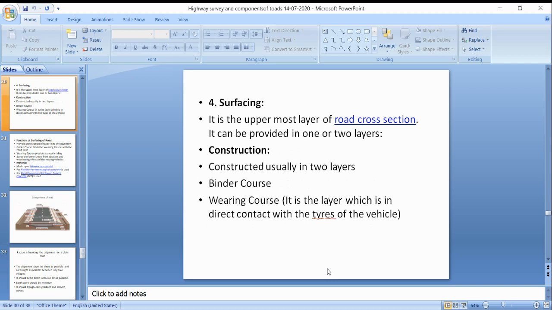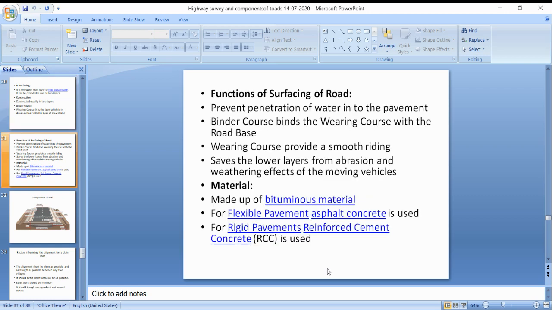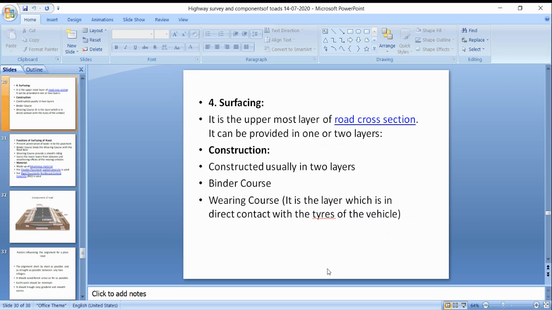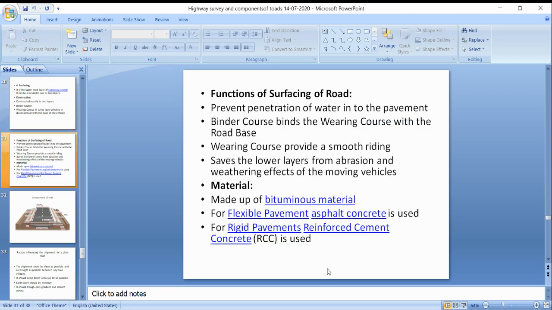So next comes the surface. The surface is the uppermost layer of a road section. It can be provided in one or two layers. It is usually constructed with two layers, the binder course and the wearing course. The wearing course is the one in contact with the vehicles.